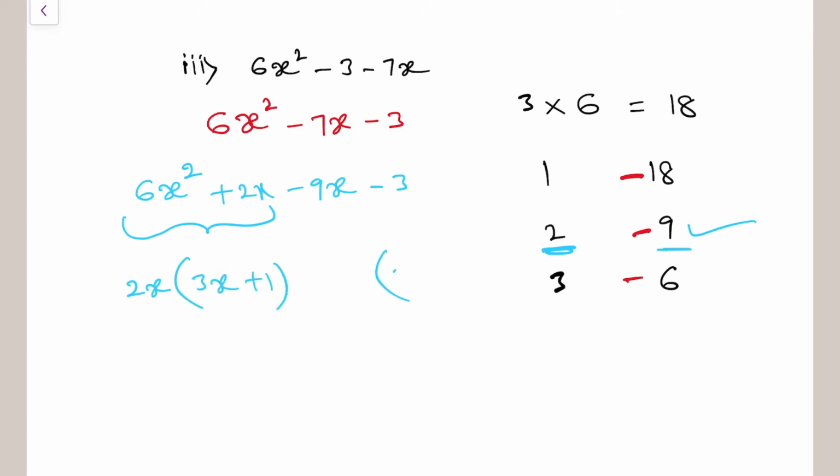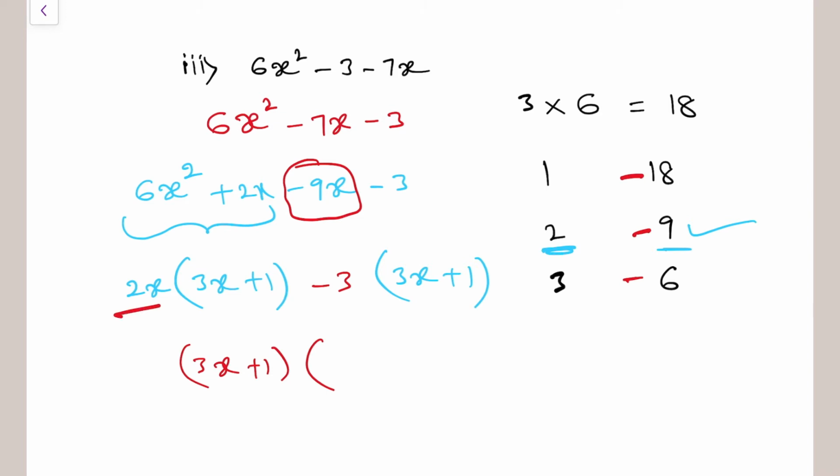Again here also we need to get the same inside of the bracket, 3x plus 1 only, and observe the third term. Here third term is minus 9x, right? Already I completed 3x inside, so write minus 3 here. Now 3x plus 1 2 times is there, just write it once. 3x plus 1 into here 2x is extra, here minus 3 is extra. So finally the factors are 3x plus 1 into 2x minus 3.